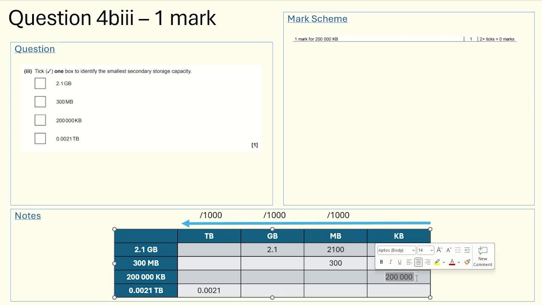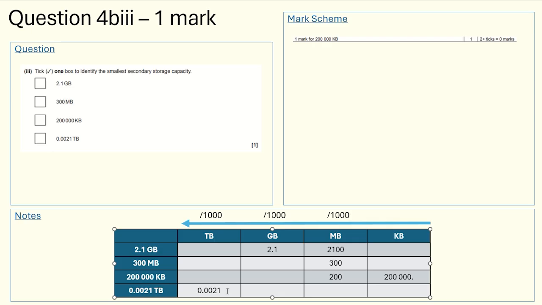Let's have a look at the next one, which is the 200,000 kilobytes. We're moving to the left, so we know we need to divide. And that means that we are going to move the decimal place, which would be here, 3 places to the left, which puts it just there. So this one's 200, and we can see that that is now the smallest.